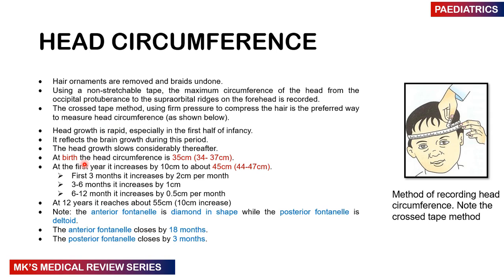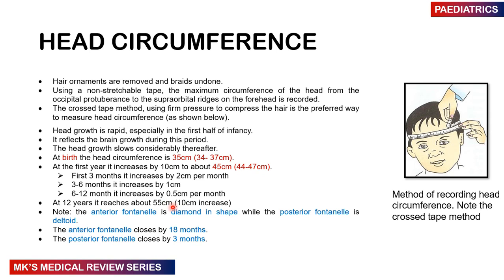So at birth, the head circumference is in a range of 34 to 37 with an average of 35. In the first year, it increases by 10 centimeters. So it's going to increase to about 45 centimeters, that's between 44 and 47 centimeters. Within the first 3 months, it increases by 2 centimeters per month. From 3 months to 6 months, it increases by 1 centimeter per month. From 6 months to 12 months, it increases by 0.5 centimeters per month. That's very easy to remember. Then at 12 years, it has reached a circumference of about 55 centimeters. So that's a 10 centimeter increase.